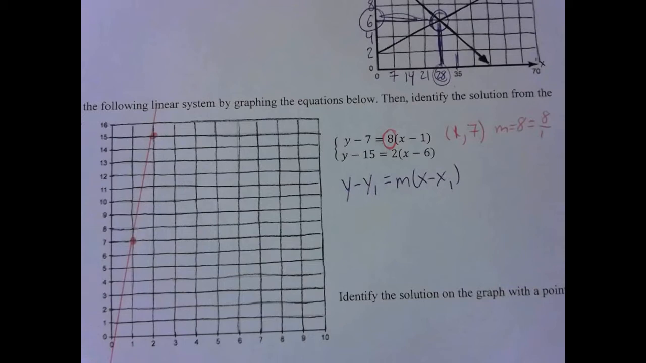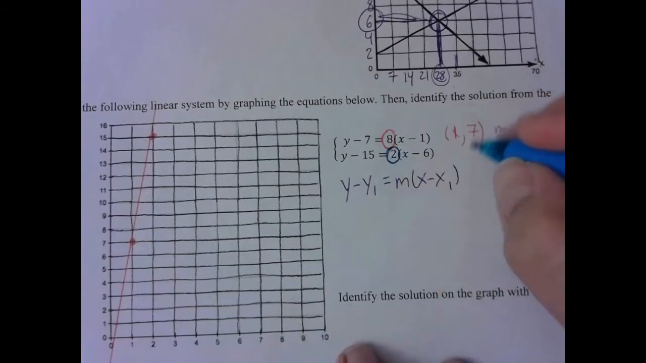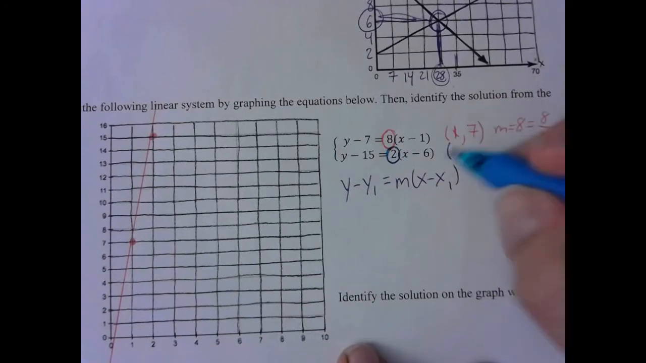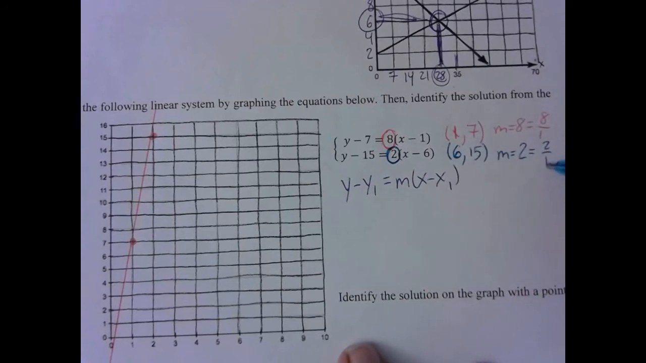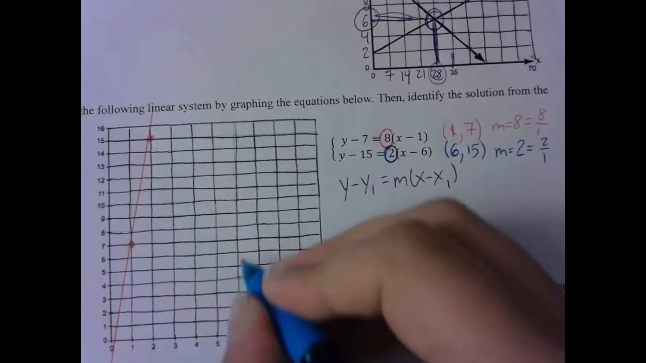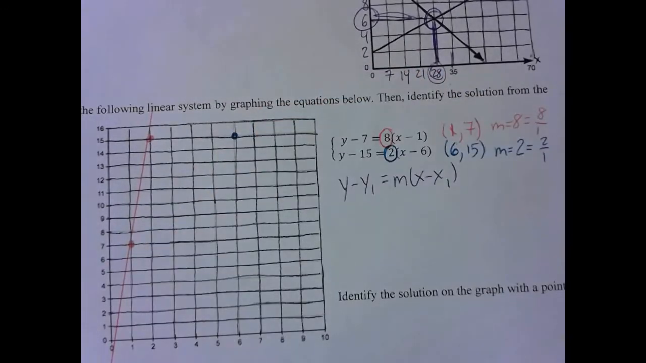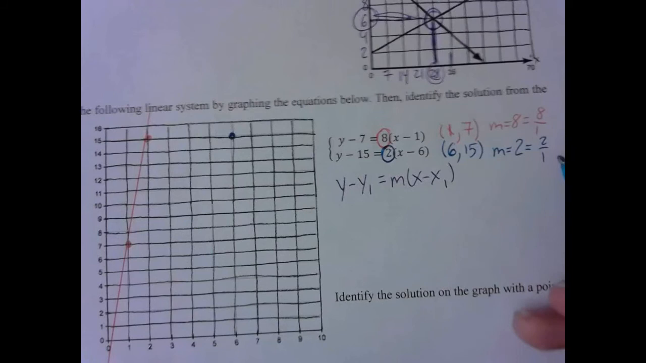I want to use a different color. Okay, so for this one, the slope is 2. And our point, remember, do the opposite, so we got 6, comma, 15. And slope is 2, which is the same as 2 over 1. So first, let's put a dot at 6, comma, 15. So 6, comma, 15, that'd be right up there. Okay. Now we have a slope of 2 over 1.